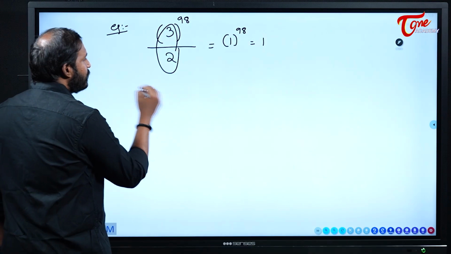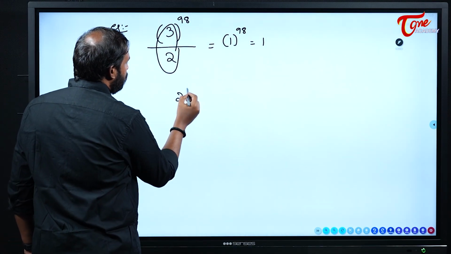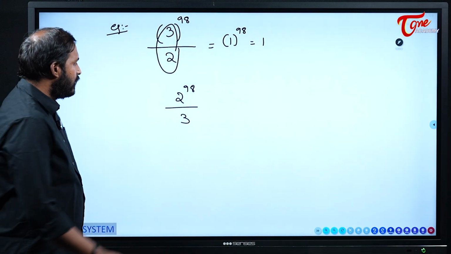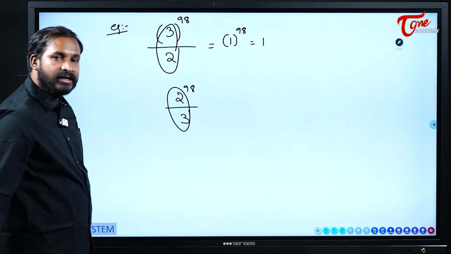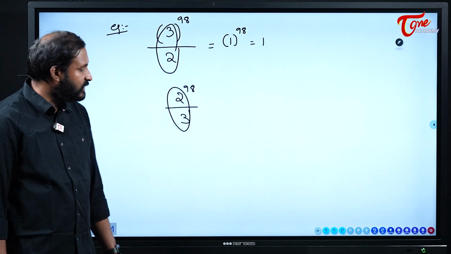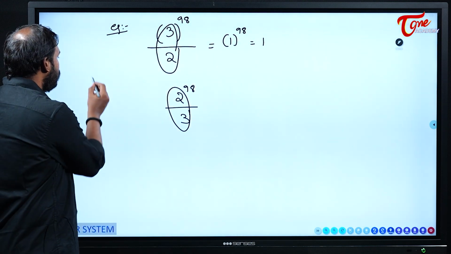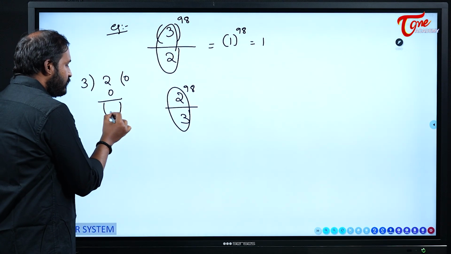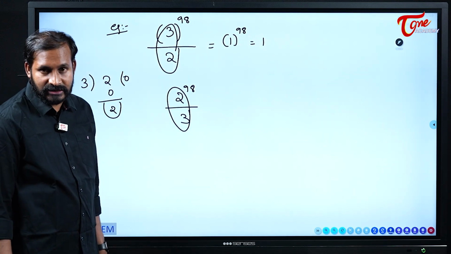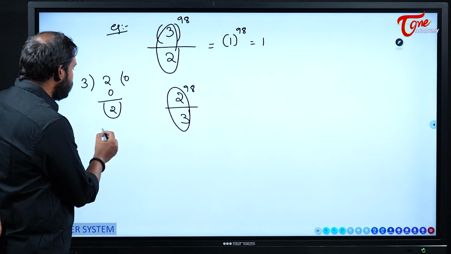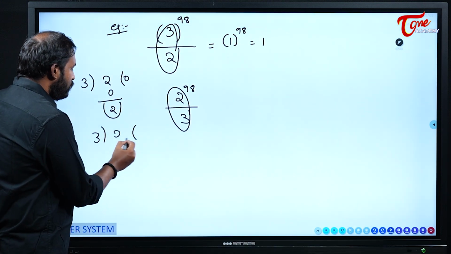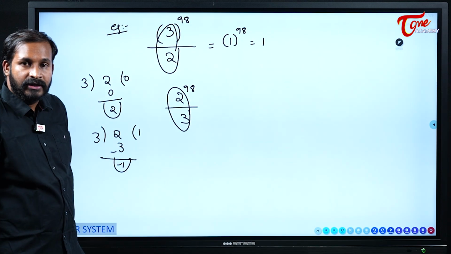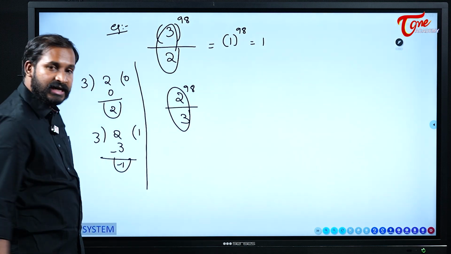Next, similarly, I need to tell the remainder for 2 to the power of 98 by 3. Now, as usual, what is the remainder for 2 by 3? If you know only the positive remainders, what will you say? 2. The general method: 3 zeros are 0 and you will say it as 2. But if you know the negative remainders concept, what will you say? 3 twos are 6, hmm, 3 ones are 3, and when I subtract it, what will you get? Minus 1. If you know the negative remainders concept, you will say your answer as minus 1.